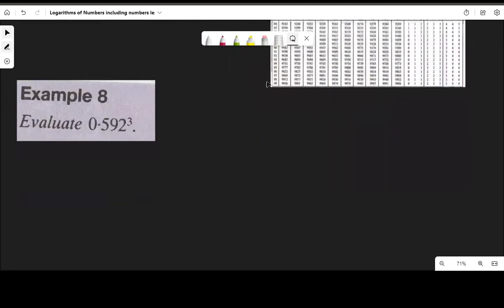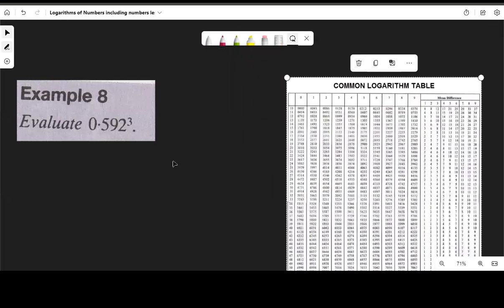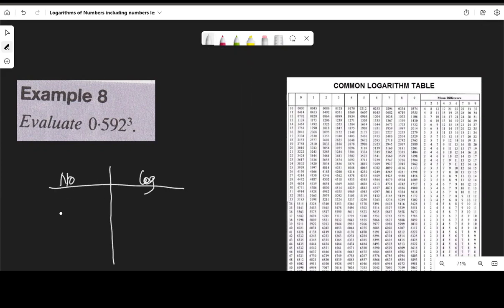Example 8, we have 0.592 to the power of 3. As usual, we set out our work in a tabular form. I have number which is 0.592. The characteristic here is bar 1.